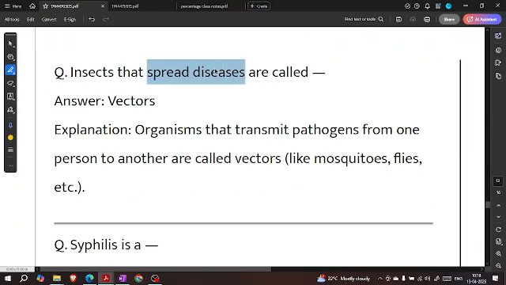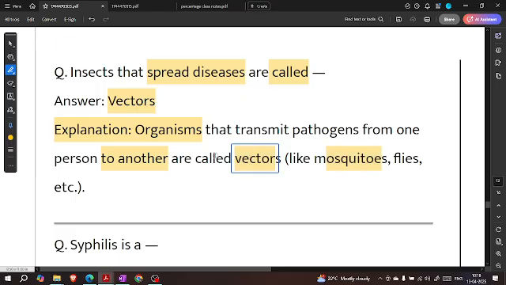Insects that spread disease are called vectors. Organisms that transmit pathogens from one person to another are called vectors, like mosquitoes and flies.